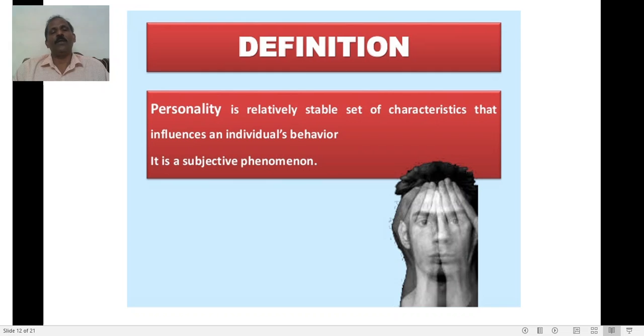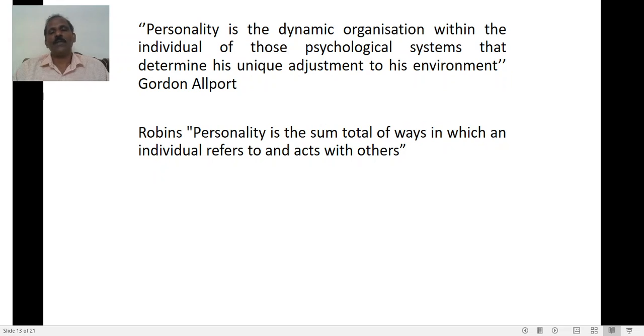And again he says personality is a relatively stable set of characteristics that influence an individual's behavior. Stable in the sense that a person possesses it for a fairly long period and shows it in all situations. And it is a subjective phenomenon. Personality is a purely individual, subjective concern. That's why it differs and is unique. So personality is a dynamic organization within the individual of those psychological systems that determine his unique adjustment to his environment. Gordon Allport has given this.